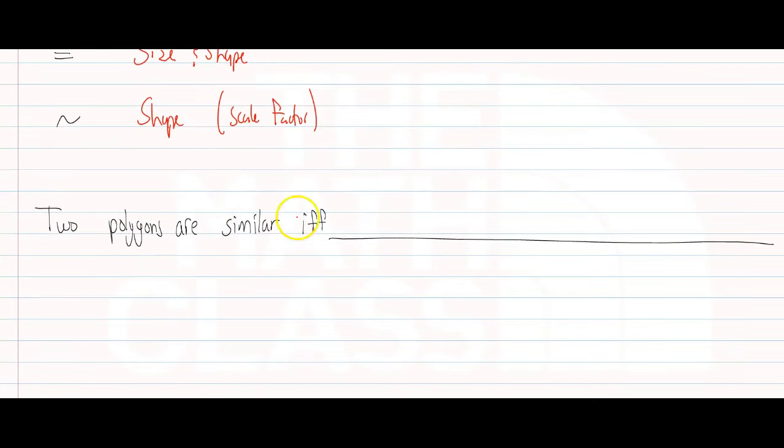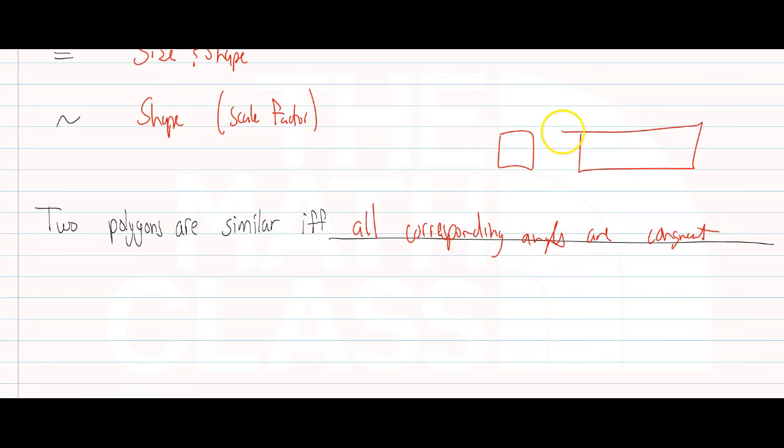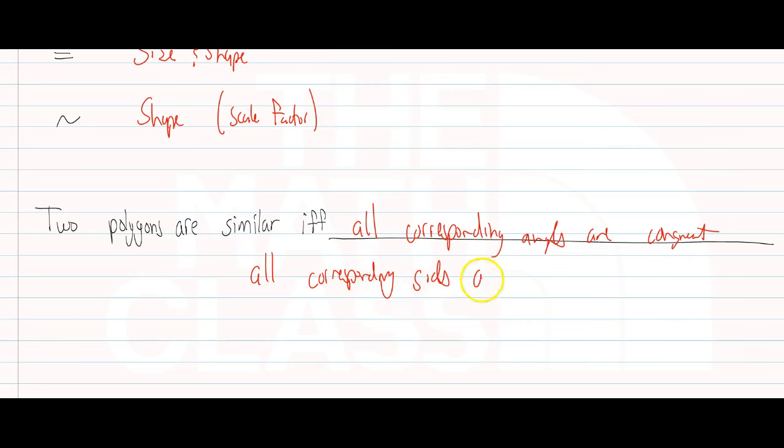So we can say two polygons are similar if and only if all corresponding angles are congruent. And that by itself isn't enough, because we could have a square with 4 right angles and a rectangle with 4 right angles. All the corresponding angles would be congruent there. That's not going to give us enough for similar. The other thing that we need is if all corresponding sides are in the same ratio.